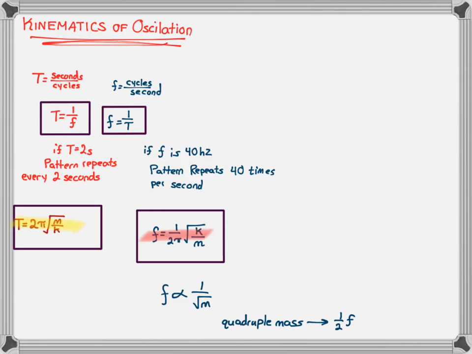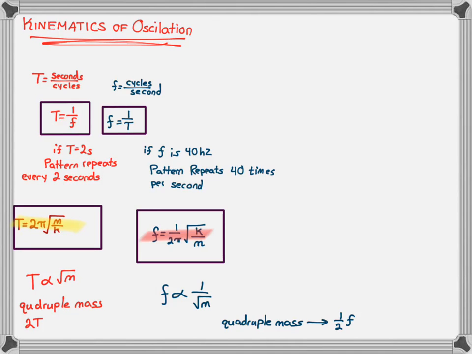And we can see that the frequency, which is how many times the pattern repeats, is inversely proportional to the square root of the mass. So that means that if you were to quadruple the mass that a spring is attached to, the frequency would be half of the original amount. And we'll have some other questions, again, dealing with the formulas and what happens when you double this or quadruple that, and how it relates to the period and the frequency.